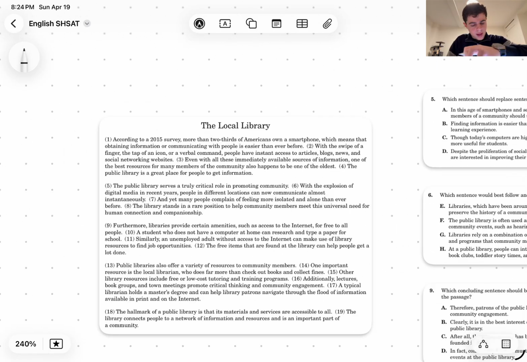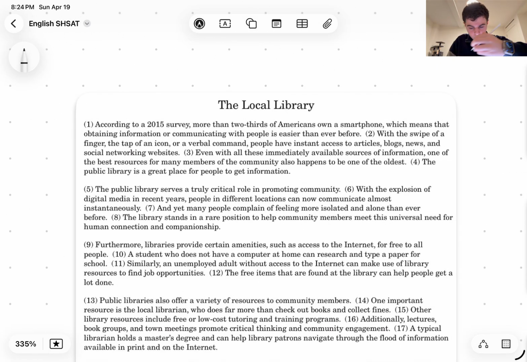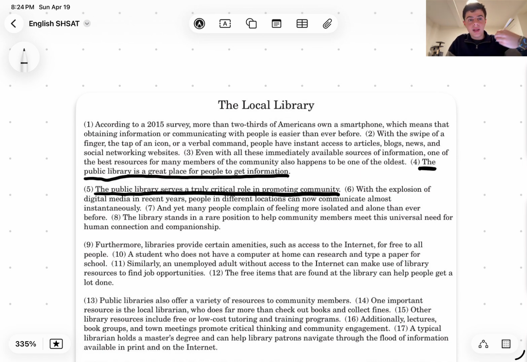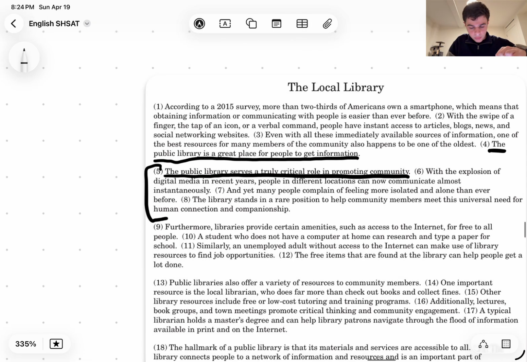Well, let's just go to that paragraph. Sentence 4 is this one. The public library is a great place for people to get information, right? So again, before we review these passages, we always look at the first and last sentences. So here it says, the public library serves a truly critical role in promoting community. So we get the point of this paragraph is going to be community, right?